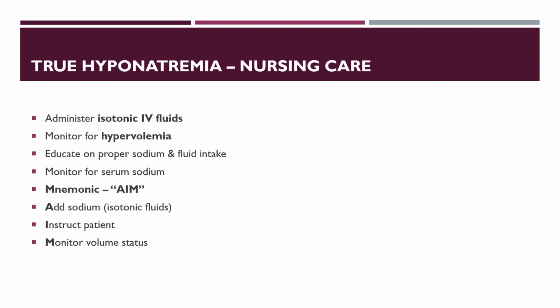So you have nursing care for the true hyponatremia. You administer prescribed isotonic IV fluids, and you monitor for hypervolemia, because adding more fluids in there will lead to increased pressure. Instruct patients on proper intake of sodium and fluids. We have a mnemonic, AIM, which means we add sodium because the patient is actually losing sodium. True hyponatremia has to do with sodium being lost, while dilution has to do with sodium being available but being diluted with a lot of fluids.